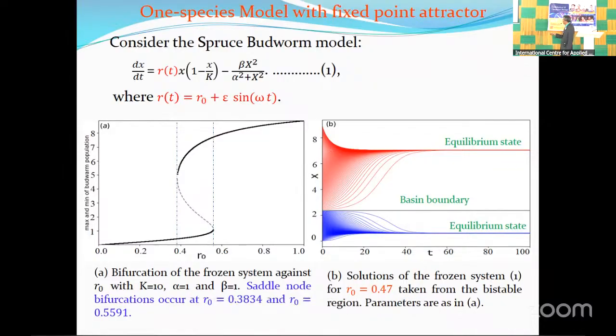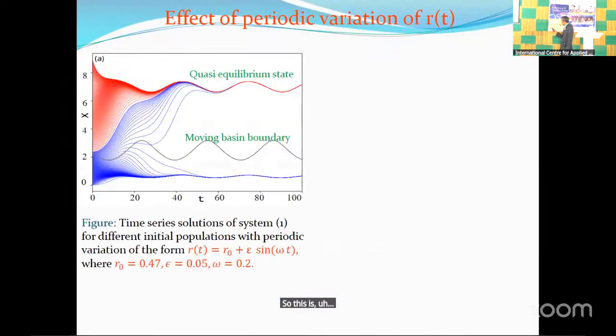Look, for initial values below this saddle, all solutions converge to this lower equilibrium value, and for solutions starting from above this saddle, all solutions move to this upper equilibrium value. So what will happen if we now introduce r(t) of this form? So this is the effect of replacing the parameter r by r0 plus epsilon sin omega t. So look at this here.